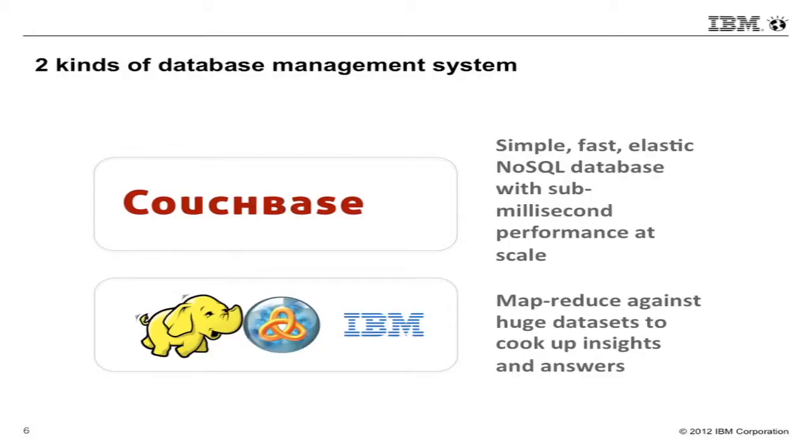And so, just repeating what I said earlier, with Couchbase, you get the NoSQL database that's really low latency, great throughput. You could scale up to millions of transactions per second on a very small cluster. And with IBM BigInsights, you get the incredible power of finding those insights from your data.